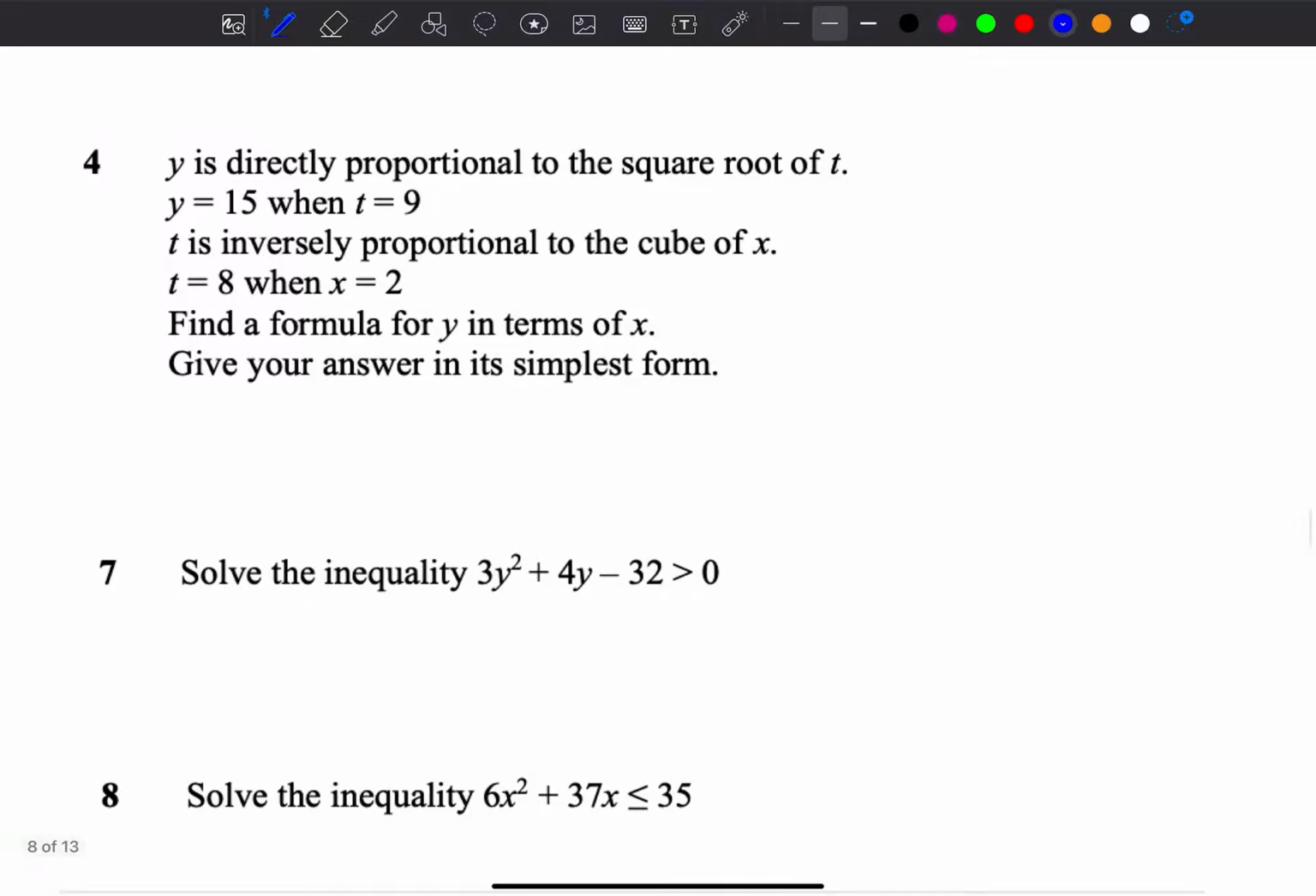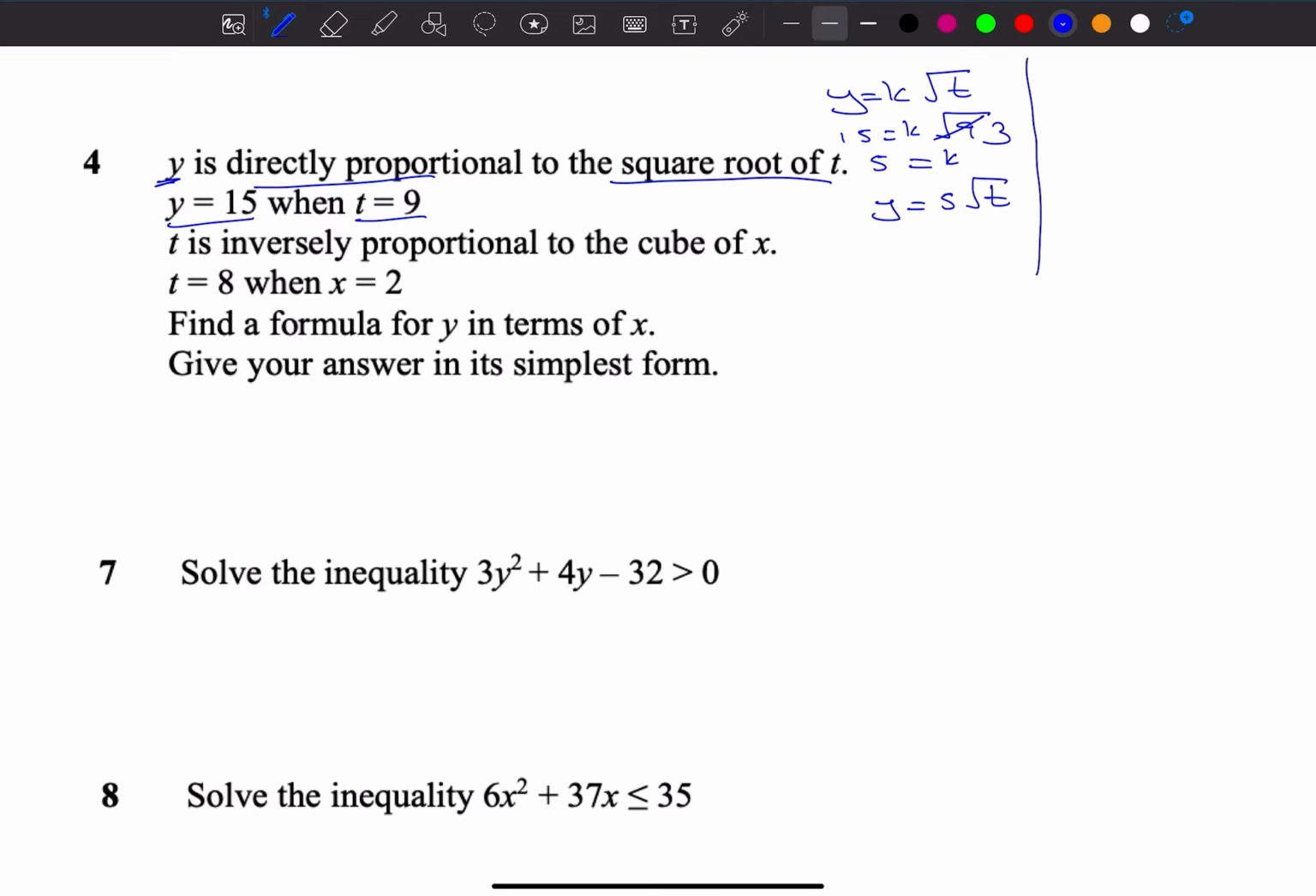Next one. Y is directly proportional to the square root of t. So y equals k times the square root of t. Y is 15 when t is 9. 15 equals k times the square root of 9, which is 3. K is 15 divided by 3, which is 5. You can write the equation y equals 5 square root of t, and that's the equation. Next one.